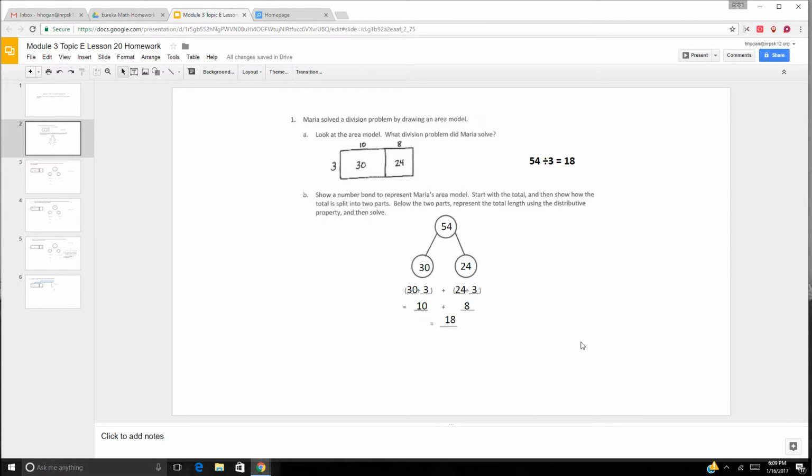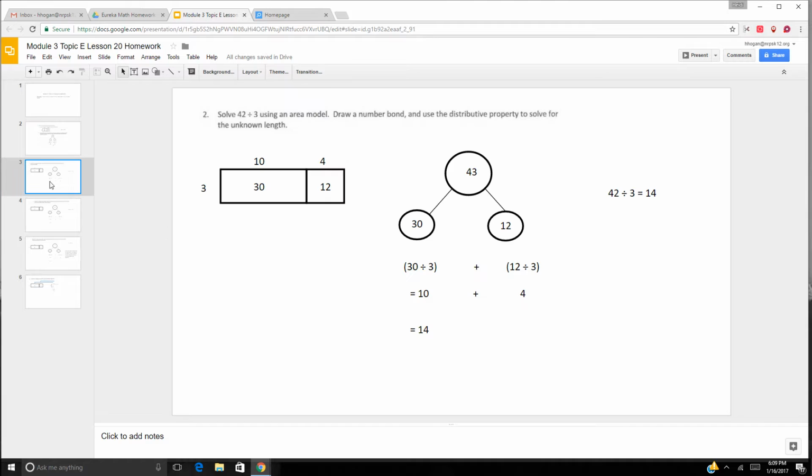So this first problem you can always refer back to, as well as the problem set, because that will show you how to use the area model and how to use the number bond and the distributive property, which is down here. This is the number bond right here, and this is the distributive property where you distribute the numbers. So let's try it. And obviously I drew the area model and I drew the number bond.